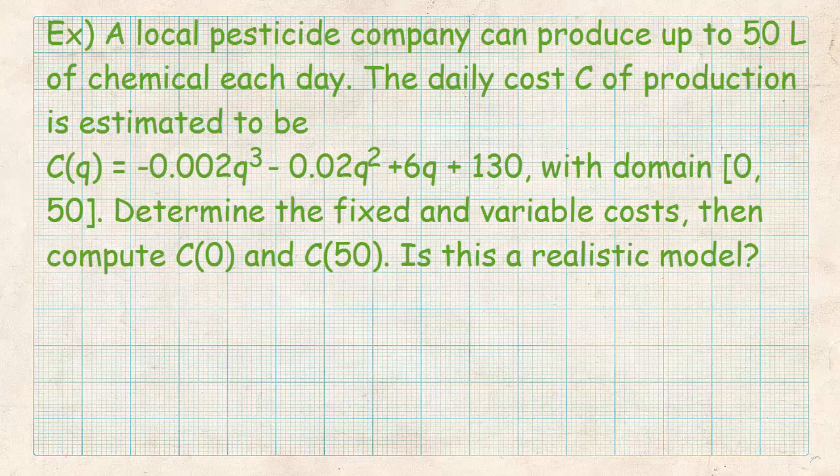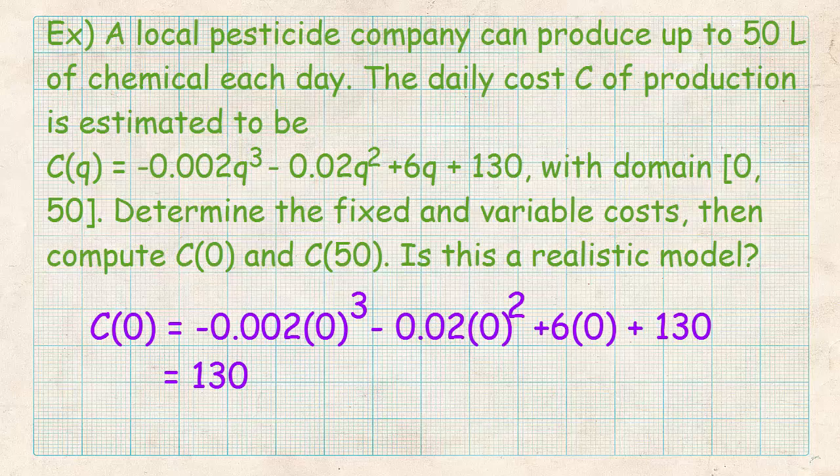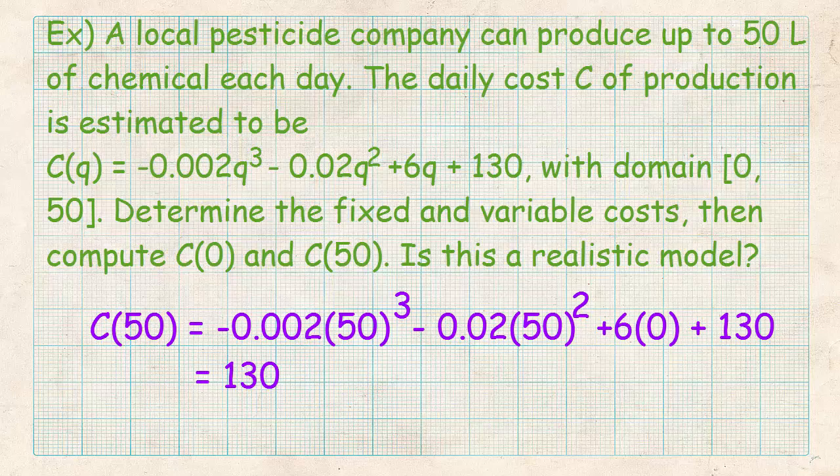So C of 0 just means we evaluate the cost function at q equals 0. When we do this, we get $130. So this means that when the company produces nothing, it still has $130 to pay, which are the fixed costs. When q is 50, C of 50 is 130. That means that when 50 liters are produced, the total cost is 130. We can conclude from this that this is not a realistic model since costs should increase as the quantity produced increases.